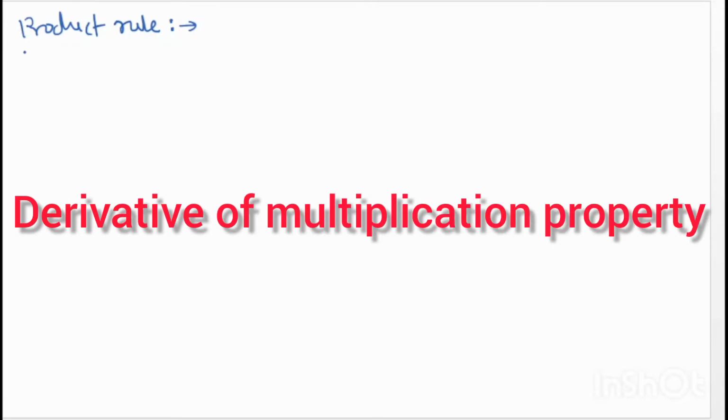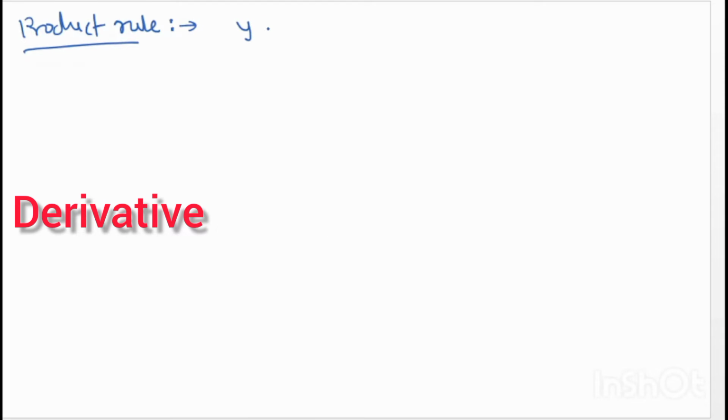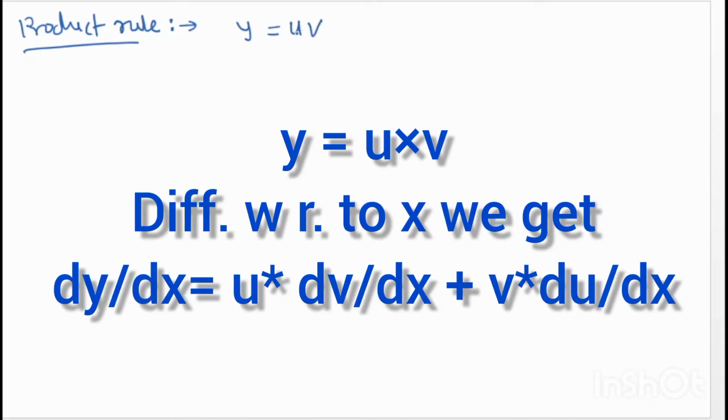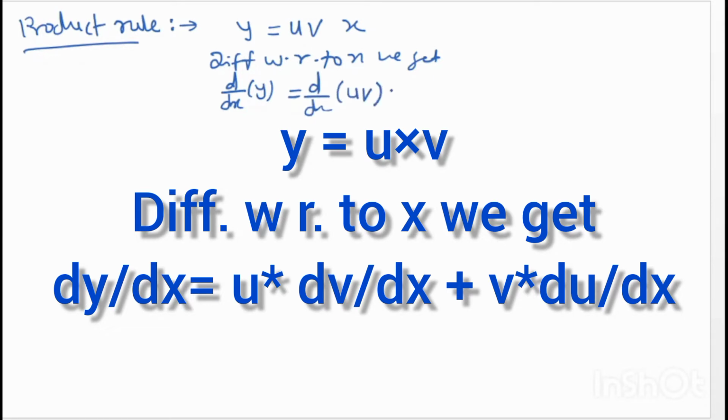Now we study the product rule for the derivative. For example, if y is equal to u into v is given, where u and v are functions of x, then differentiating with respect to x, we apply d by dx on both sides, which is equal to d by dx of u into v.